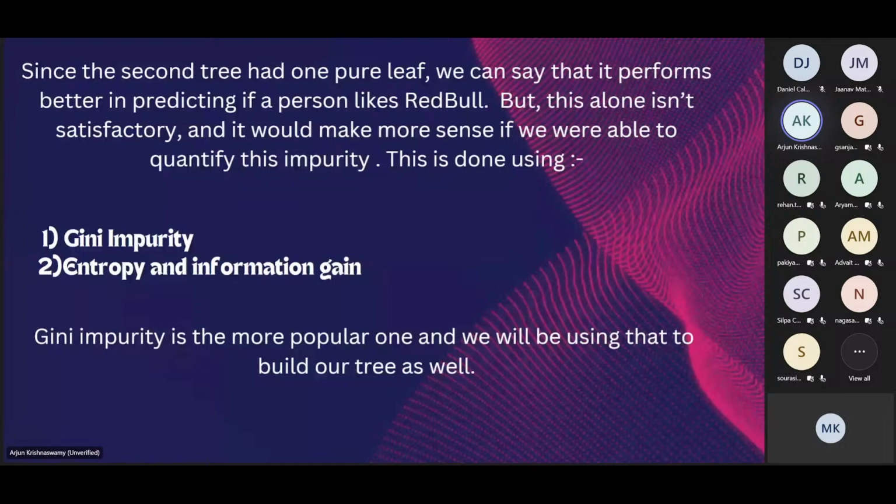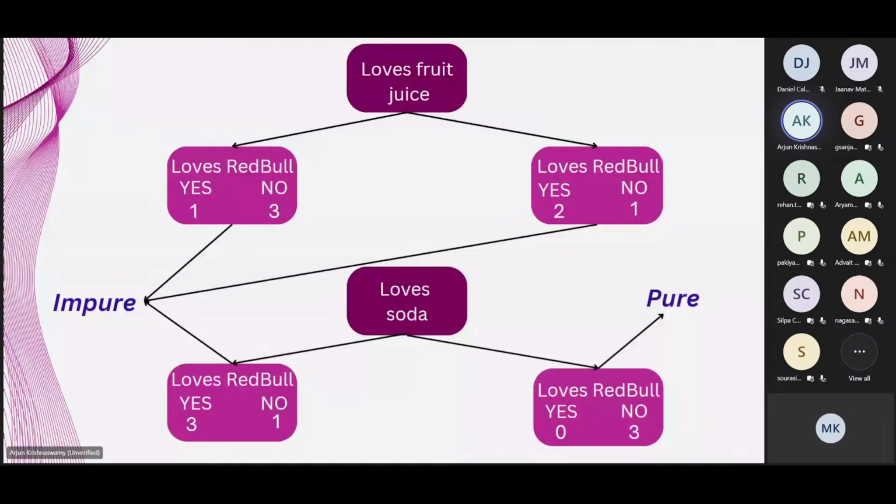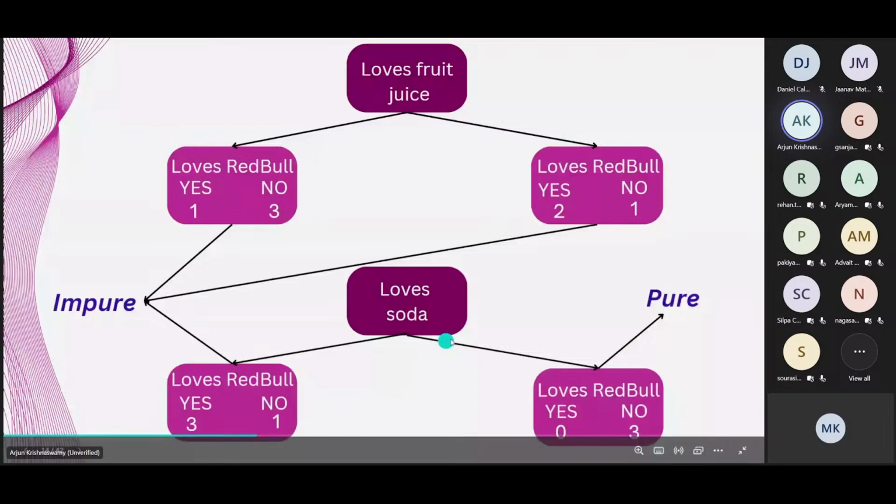So far we've just had an intuitive understanding of which feature performs a better split. That is, here we saw that Loves Soda would be a better way to start off our tree, that is, a better root node. But this is just an intuitive understanding because we get a pure node.